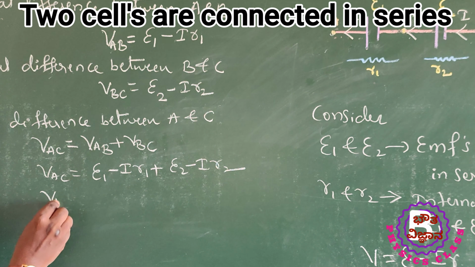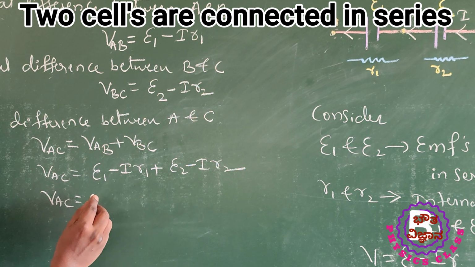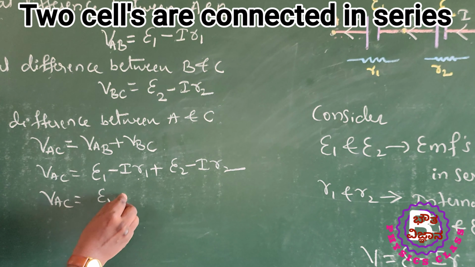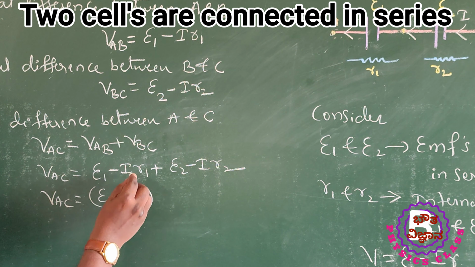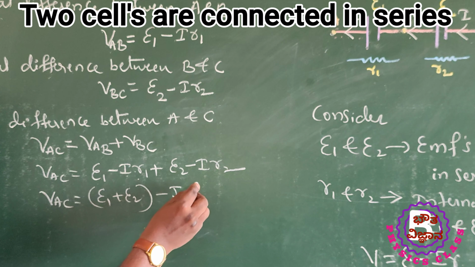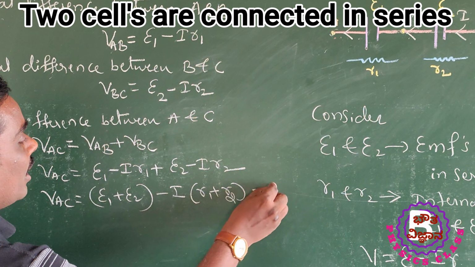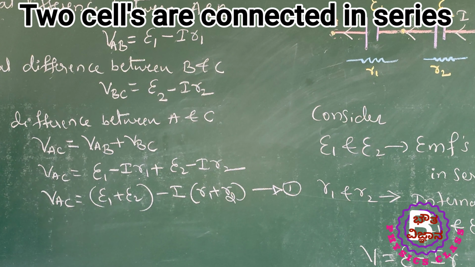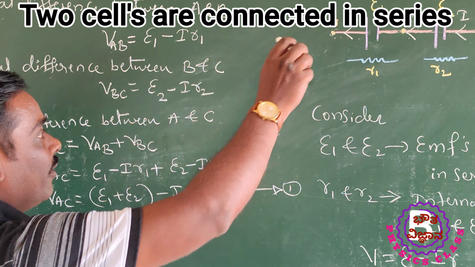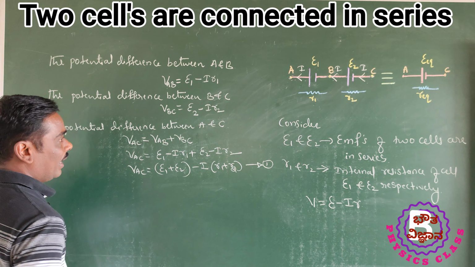So now VAC equal to, taking or making the group of E1 and E2 one side, ಇವೆರಡು ಒಂದು ಕಡೆ ಗ್ರೂಪ್ ಮಾಡೋಣ, E1 plus E2, and taking the I as the common term on both sides. ಇಲ್ಲಿ ಎರಡು ಕಡೆ ನಮಗೆ I ಕಾಮನ್ ಆಗುತ್ತೆ. So in the bracket it is R1 plus R2. Now it is called equation number 1. So this is the net potential difference when the two cells are connected in series, say VAC.